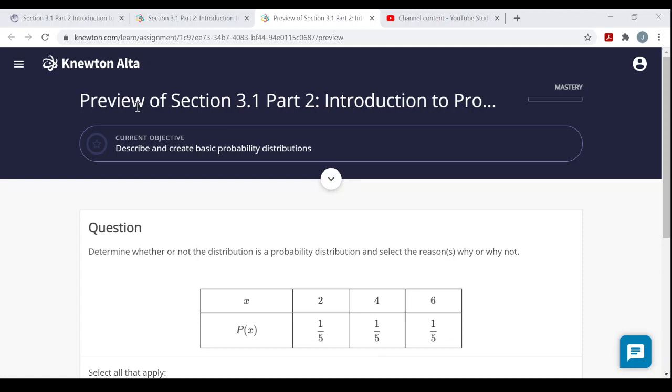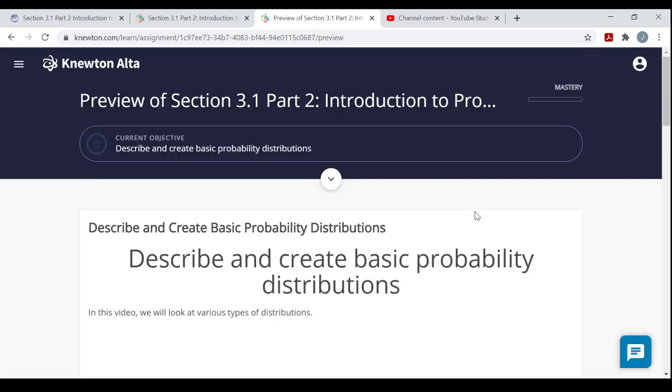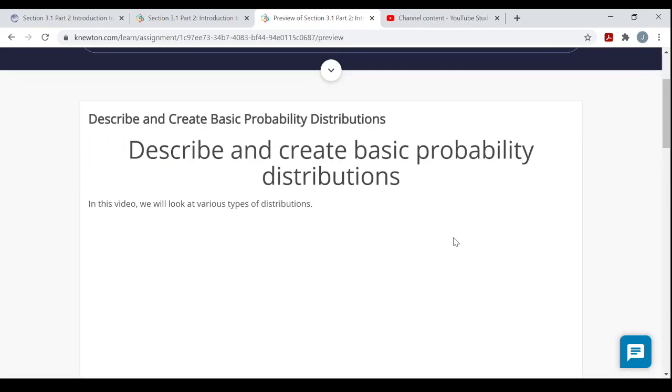You've got your mastery bar, and you can see your objectives. There are 3 objectives in this particular assignment. The first one I'm seeing here is describe and create basic probability distributions. As I've been saying every video, when I come across a new objective, I would recommend clicking on More Instruction. Let me read through some of this for you.